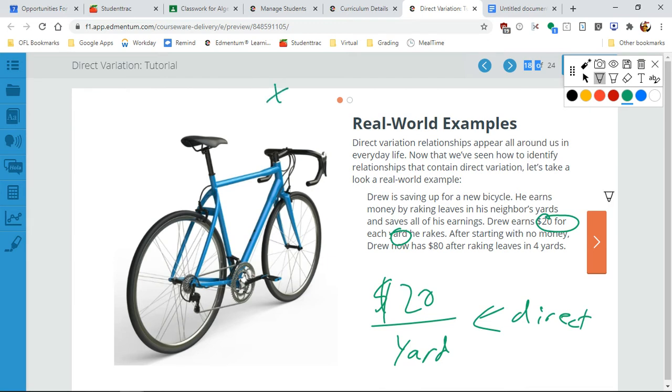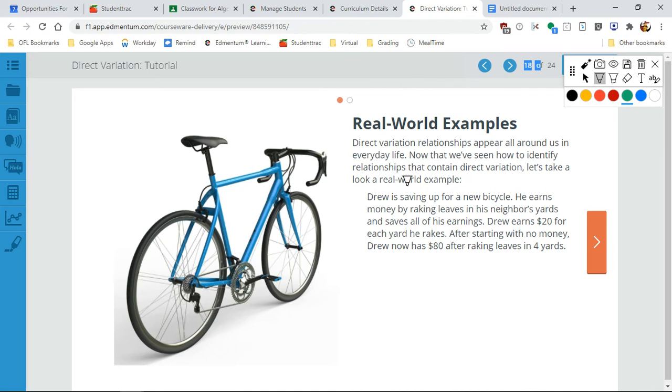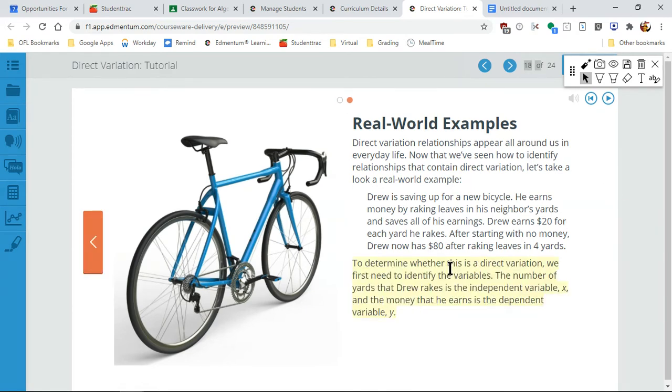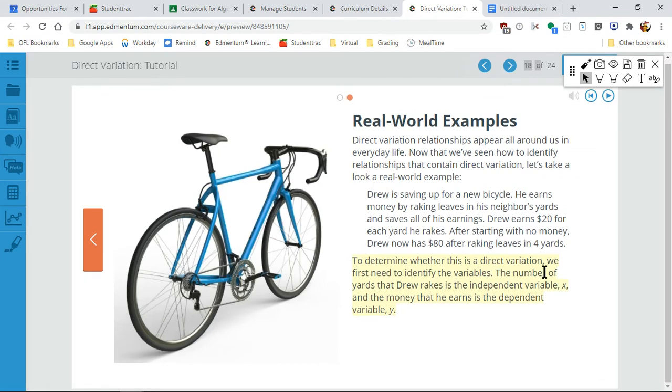So in other words, x is yards because the money he gets is based on that. So y equals the dollars. I don't know why I put dollar signs as equals. Our independent variable is how many yards he has. He can't really control that. He has some control. I mean, if he decides to be lazy and not go to work, then obviously he's not going to get any money. So this is direct variation because if he doesn't do any work, obviously he gets no money.